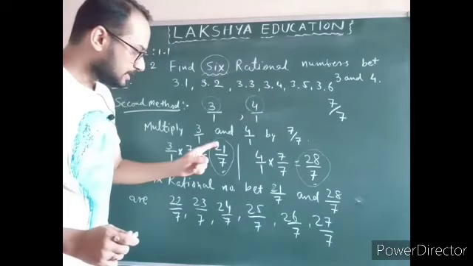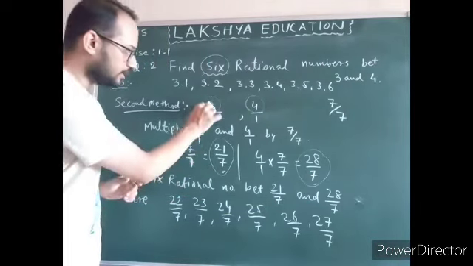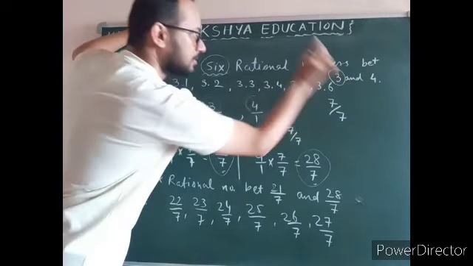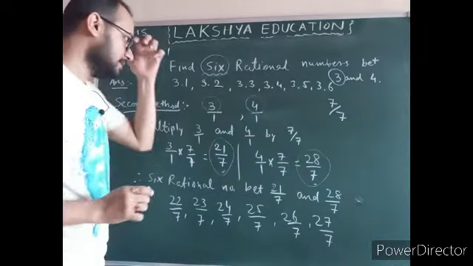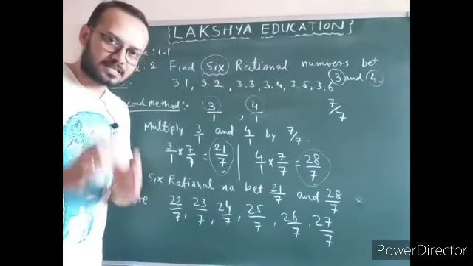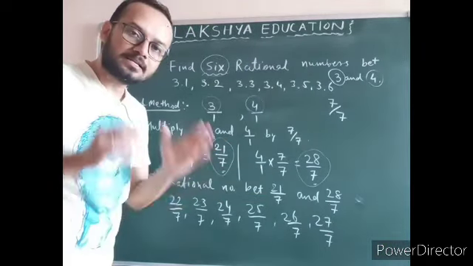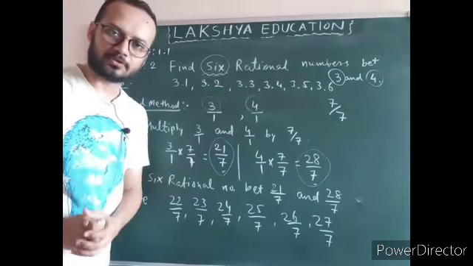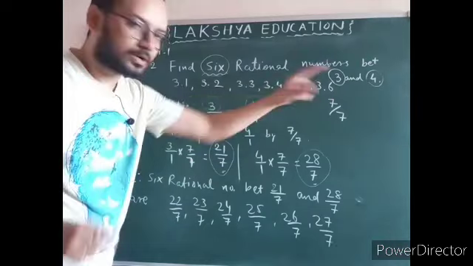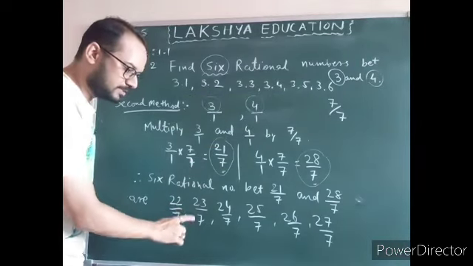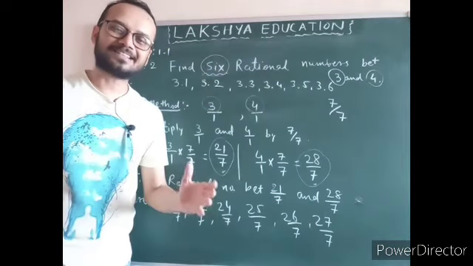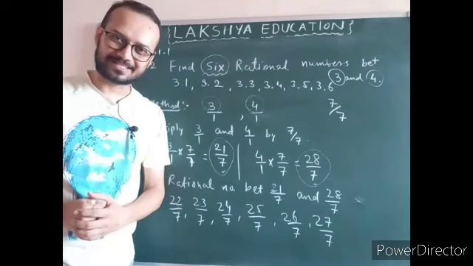But we already know that 21 by 7 is equal to 3 by 1, and 3 by 1 is 3 itself. And 28 by 7 is 4 by 1, and 4 by 1 is 4 itself. It means the numbers between these two numbers are the same as the numbers between 3 and 4. So finally we will write that 6 rational numbers between 3 and 4 are 22 by 7, 23 by 7, 24 by 7, 25 by 7, 26 by 7 and 27 by 7. These are the 6 rational numbers between these two given numbers.